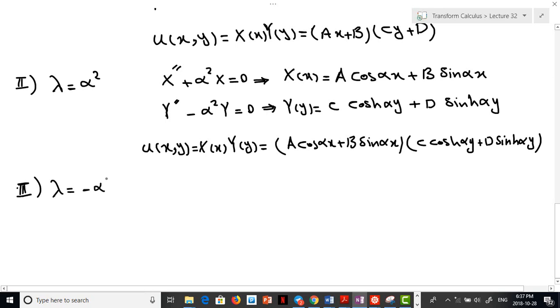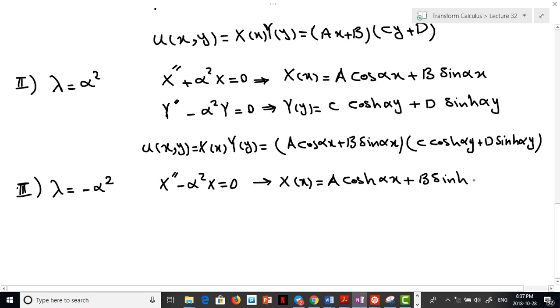In the third case, we assume that lambda is a negative number. So I show it by minus alpha squared. Alpha squared is always positive, so minus alpha squared is negative. In this case, we have x double prime minus alpha squared x is equal to 0. As a result, X of x is equal to another constant. Let's say again I use a and b: a cosine hyperbolic alpha x plus b sine hyperbolic alpha x.